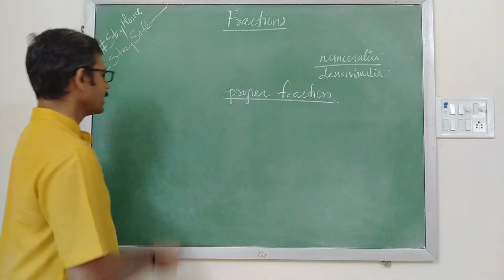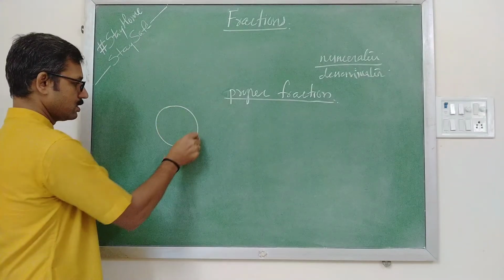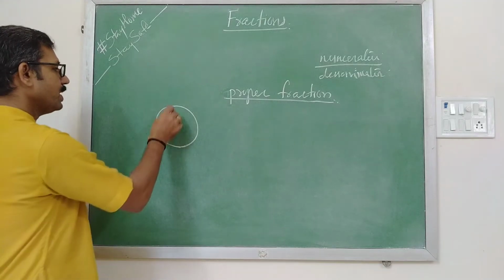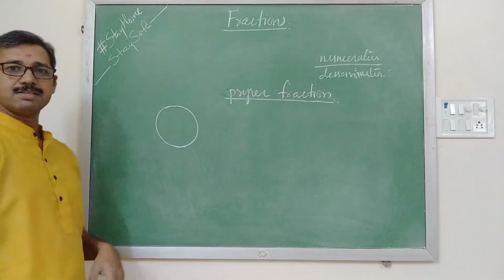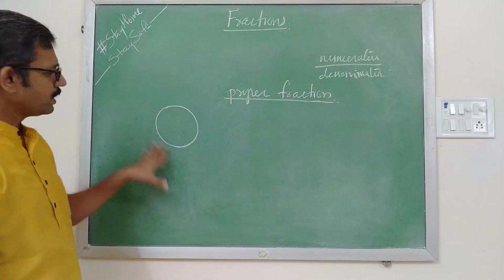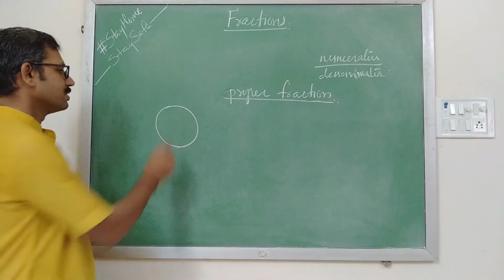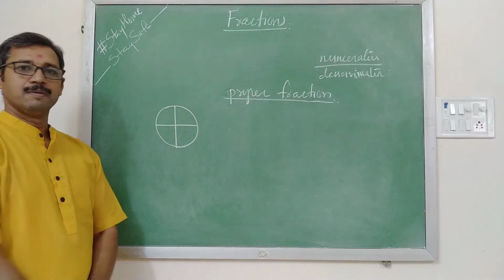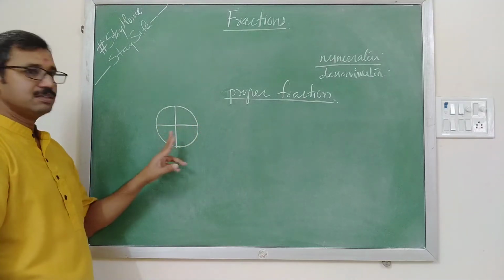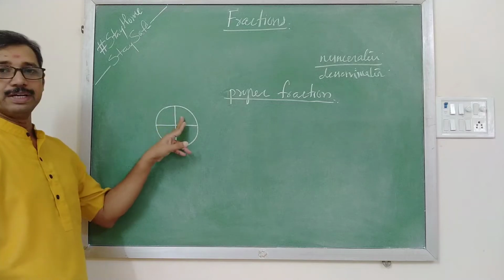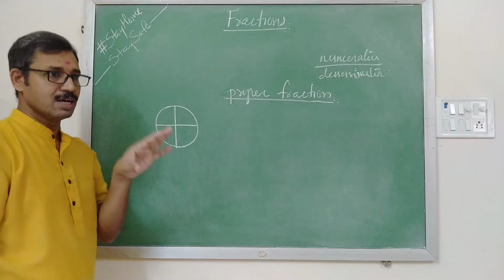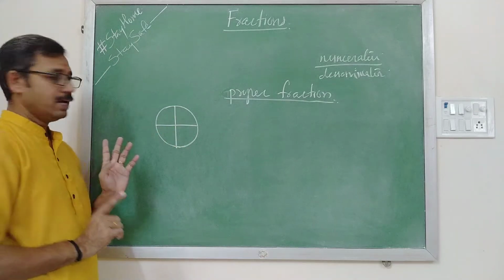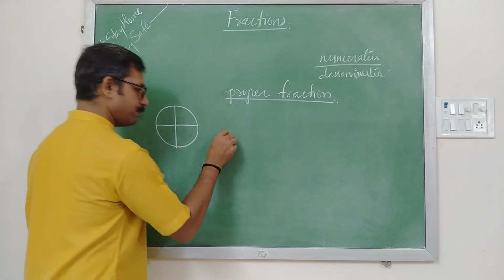Suppose some whole is there. Now suppose it is something like this, and we are going to divide it. How many parts did I divide? I divide it into 4 equal parts. It is not like this. For a fraction, equal parts are very important. I divide it into 4 equal parts. Now from that I am going to take one part.